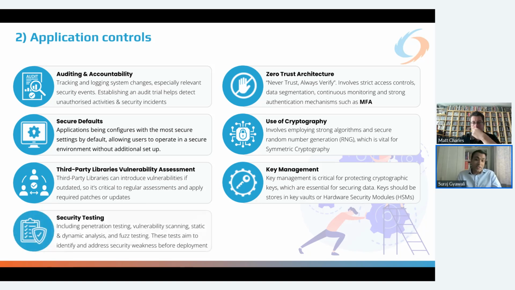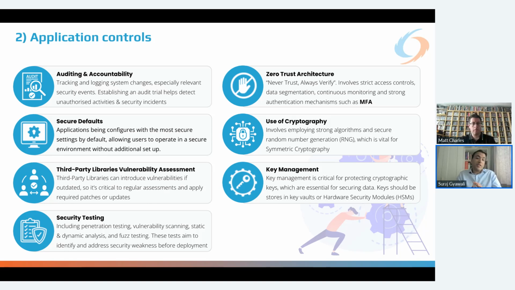Security testing. Security testing is a critical component in secure application development. It includes various testing methodologies such as penetration testing, vulnerability scanning, static and dynamic code analysis, fuzz testing, etc. These tests aim to identify and address security weaknesses in the application before deployment. Regular security testing helps ensure that the application is resilient against attack and complies with security requirements.